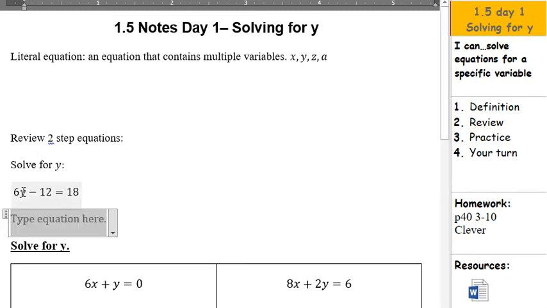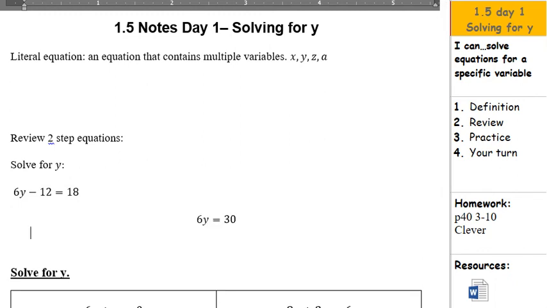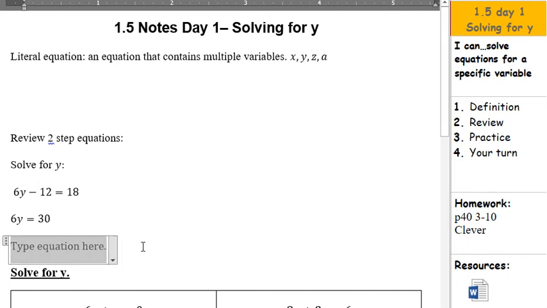So here I want to get y by itself. I'm trying to isolate the variable. So I'm going to add 12 to both sides. So now I have 6y equals 30. My next step is I want to divide both sides by 6. So now I have y equals 5. So I got y by itself, and I got y equals a number.